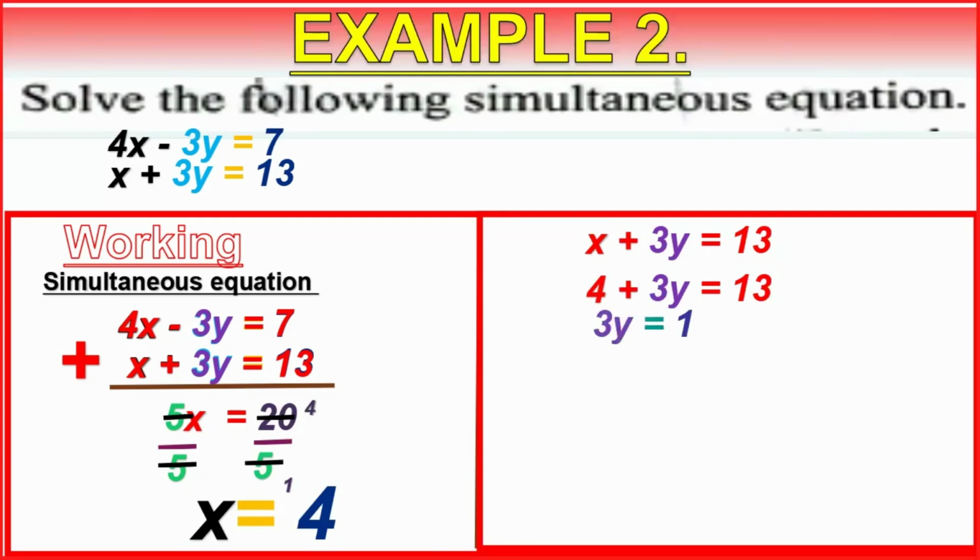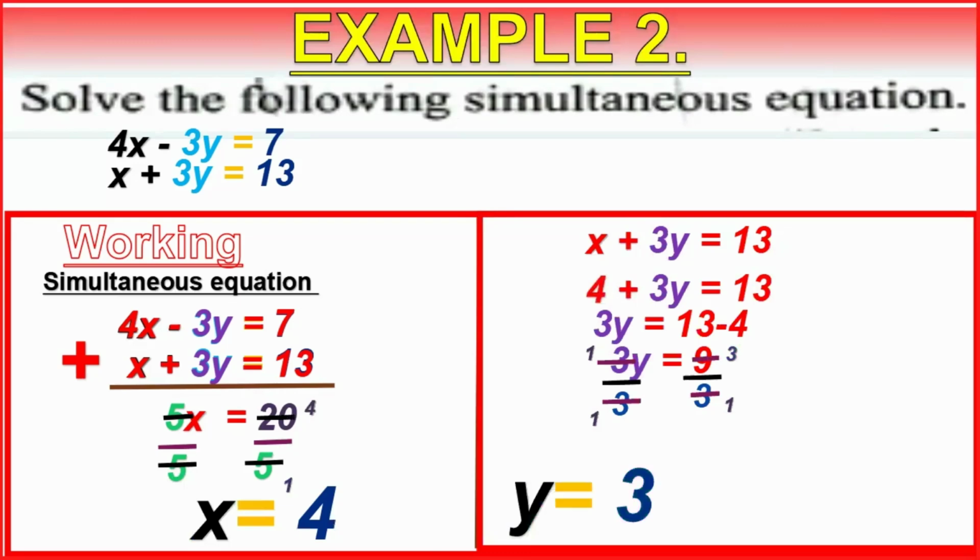This 4 goes to the other side and becomes minus. So 3y equals 13 minus 4, and 13 minus 4 is 9. So 3y equals 9. Then you divide by 3 on both sides. You can simplify: y equals 3. Then you mark it correct. These are the answers.